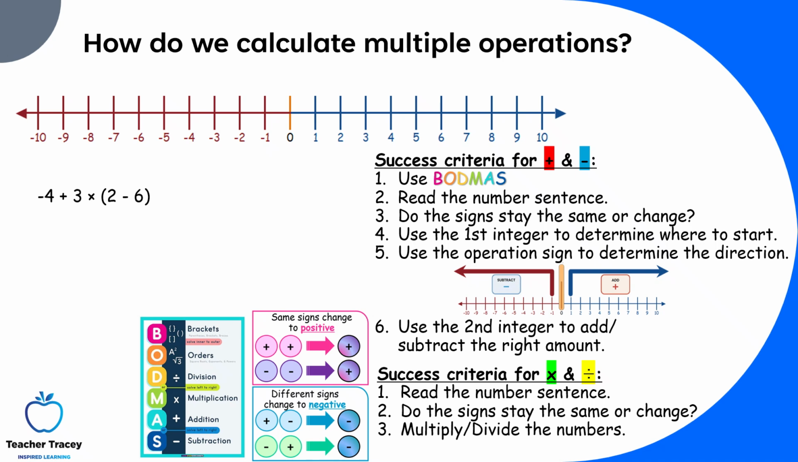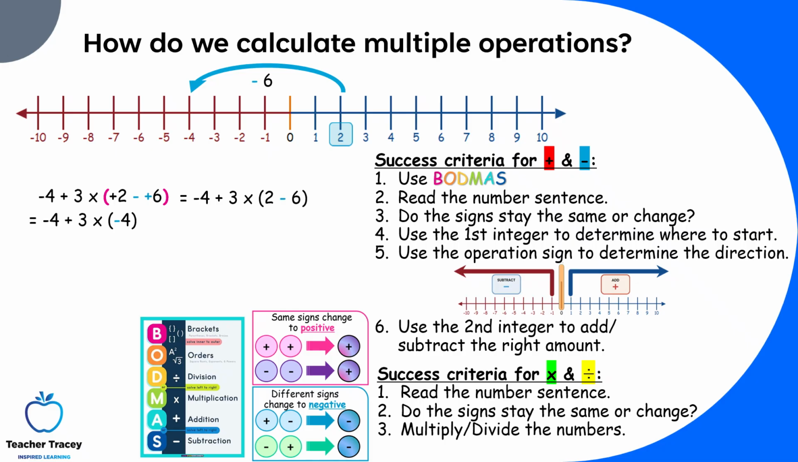We know that before the 6 there's a plus and a minus, which means that we are going to have 2 minus 6 as the result. We then place our 2 on the number line and hop back to the left because we are subtracting 6. So the answer is minus 4. The number sentence is now minus 4 plus 3 times minus 4. And we rewrite that number sentence so that we don't miss any steps.